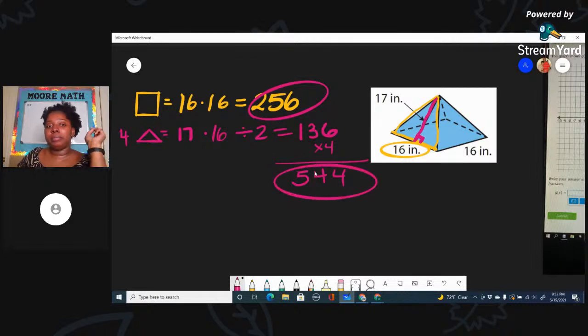What am I going to do now? Divide it. What's that final step of surface area, not dividing? Add them up. There you go. Add them together. So take that 256 and add it to 544 and tell me what you get.